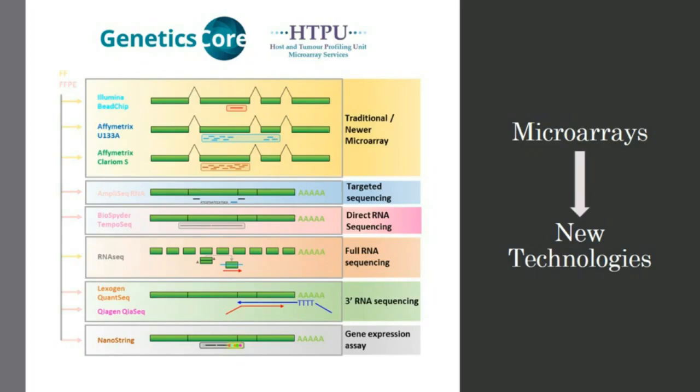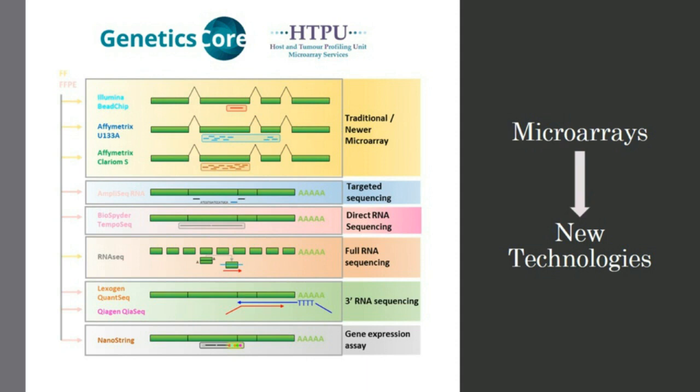So this is the figure I showed you before. And again, as I say, I'm not an expert in the chemistry of sequencing. What I should say is most of these technologies and most of the sequencing actually was performed at the genetics core at the University of Edinburgh, with the exception of Affymetrix and NanoString, which was performed at the host and tumor profiling unit at the University of Edinburgh.